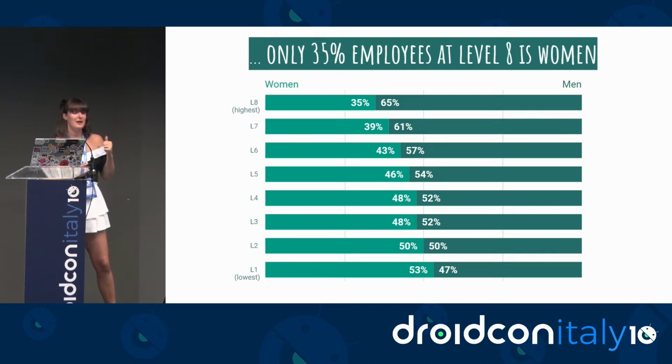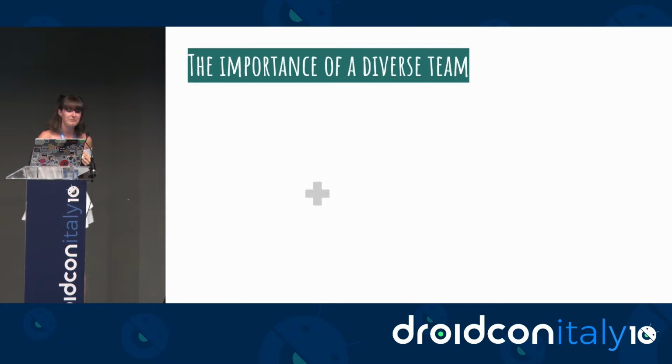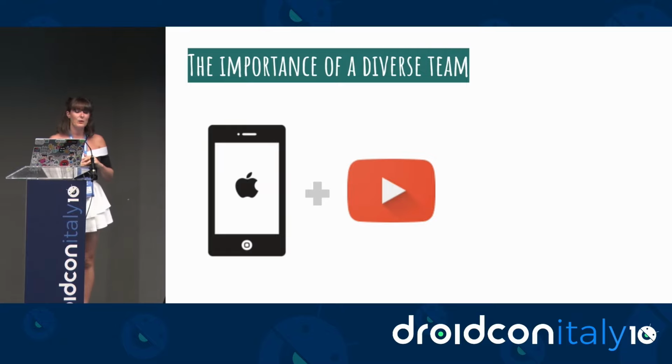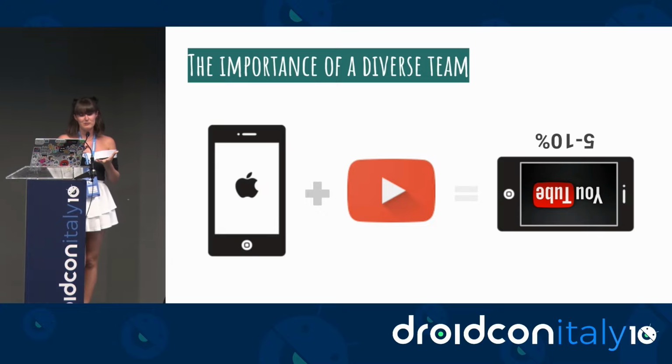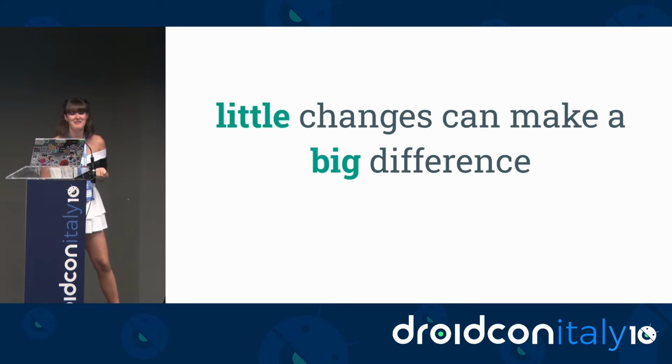So imagine the impact that biases can have when you are a human, so you cannot calculate biases. Another example was when the YouTube app was launched for iOS devices, and the result was that YouTube wasn't able to turn for left-handed people. This is not because YouTube was a bad company, but just because in the team there weren't left-handed people. So little changes can make a big difference.